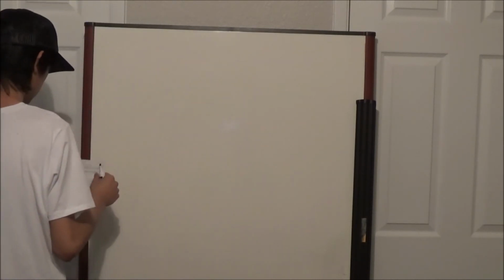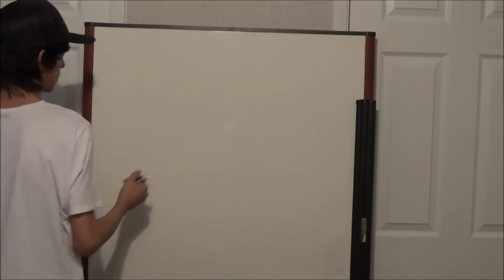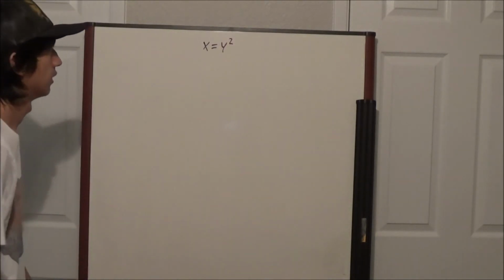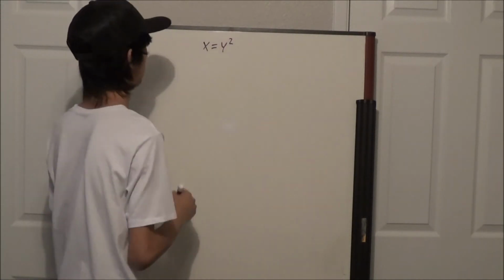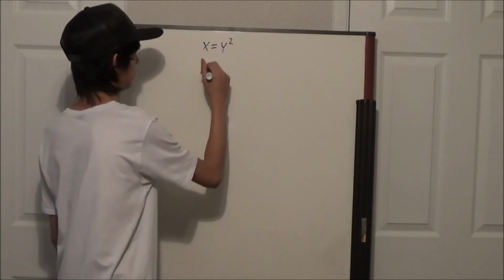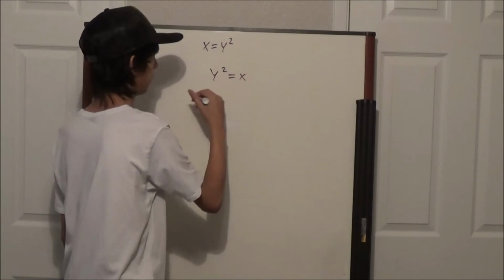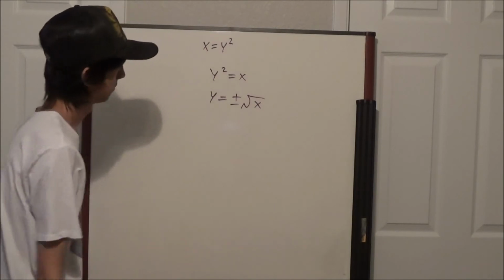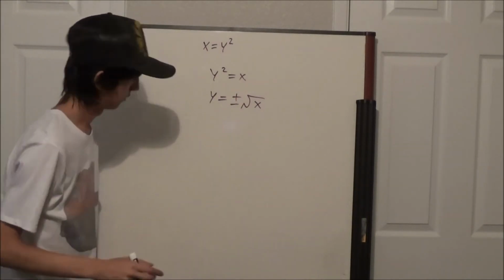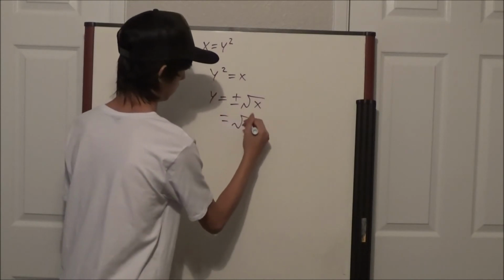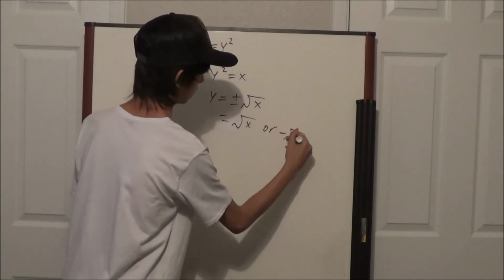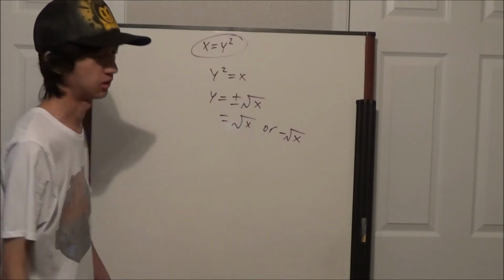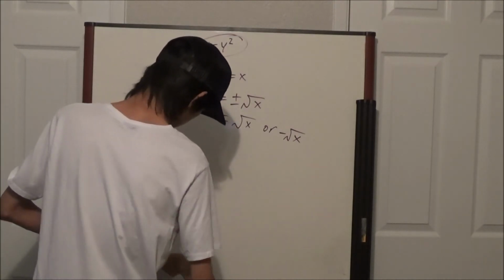Alright. x equals y squared. Okay. Solve, well, this is pretty obvious. Square root both sides. I'm going to rearrange this. And then when we square root both sides, we get y equals plus or minus square root of x. And because this is the same thing as positive root x or negative root x, that's two solutions. So this is not a function. Okay?